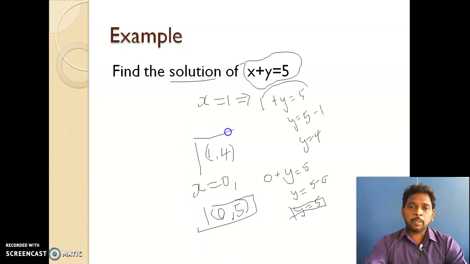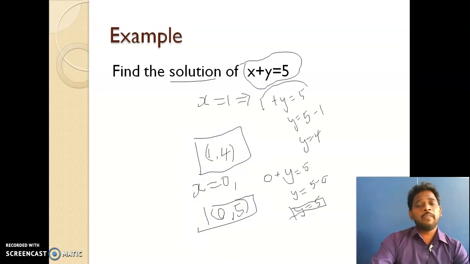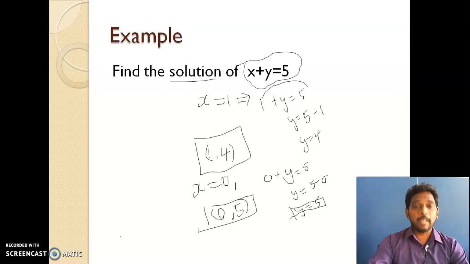So if we proceed like this, how many solutions will we get? Infinite number of solutions, right? So how many solutions does a linear equation in two variables have? The answer is an infinite number of solutions. Okay, so that is the procedure to find out the solution of the given linear equation in two variables.